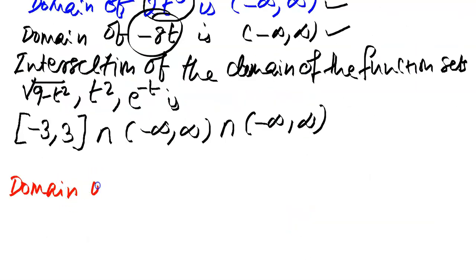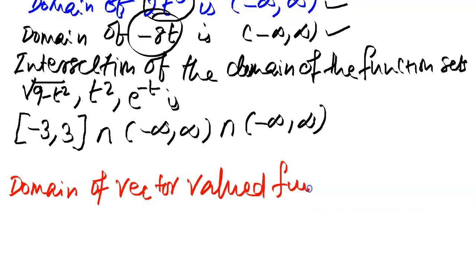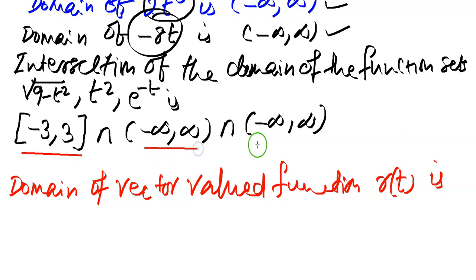Domain of the vector valued function r of t is minus 3 to 3 here. Minus infinity to infinity. Third one, minus infinity to infinity.